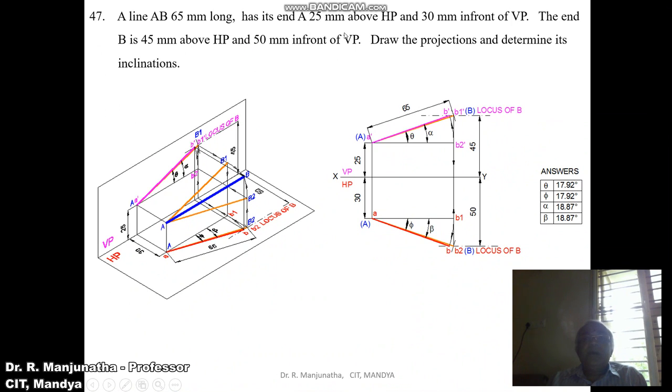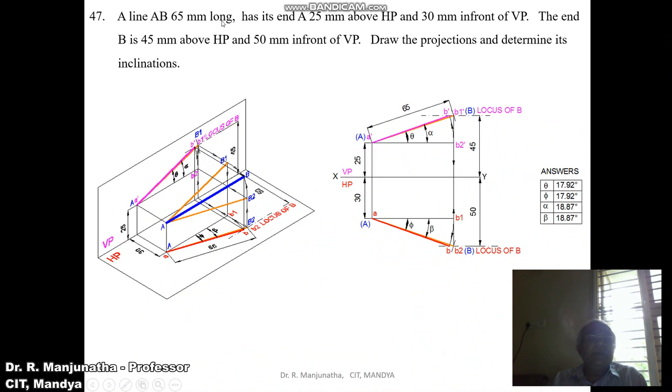And 50 mm in front of VP. So when you look from the top view, we can see the distance in front of VP. That distance will fall on the HP. So this will be the locus of B in the top view. So this will be written as small locus of B.